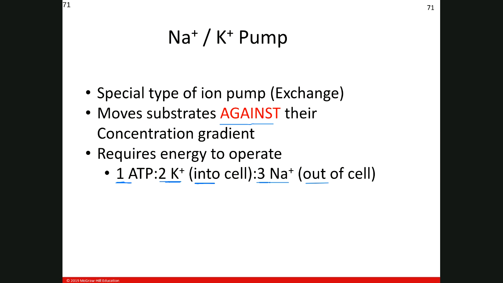Like Thunderdome. 2 men enter, 1 man leaves. In this case, it's 3 sodium leave, 2 potassium enter. Does anyone know Thunderdome? Mad Max Beyond Thunderdome? I'm dating myself. That's fine. That's okay.